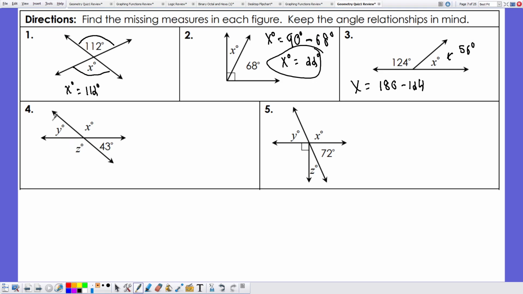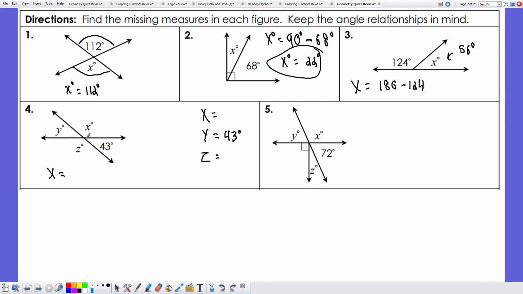Then we have this one. We need to find x, y, and z. Well, y should be very easy to find. It's a vertical angle with 43 degrees. So y is 43 degrees. Then let's say we want to find what x is. Well, they are a linear pair with the 43 degree angle. So x is equal to, just look for straight lines. That's all it amounts to.